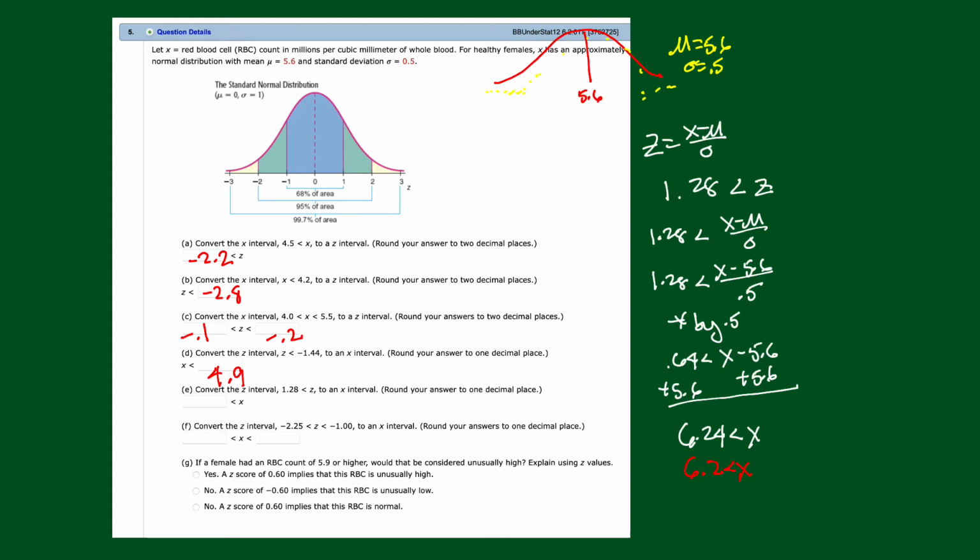And let's write our answer. I got a number less than x. What are they asking over here? A number less than x. So our number is 6.2.